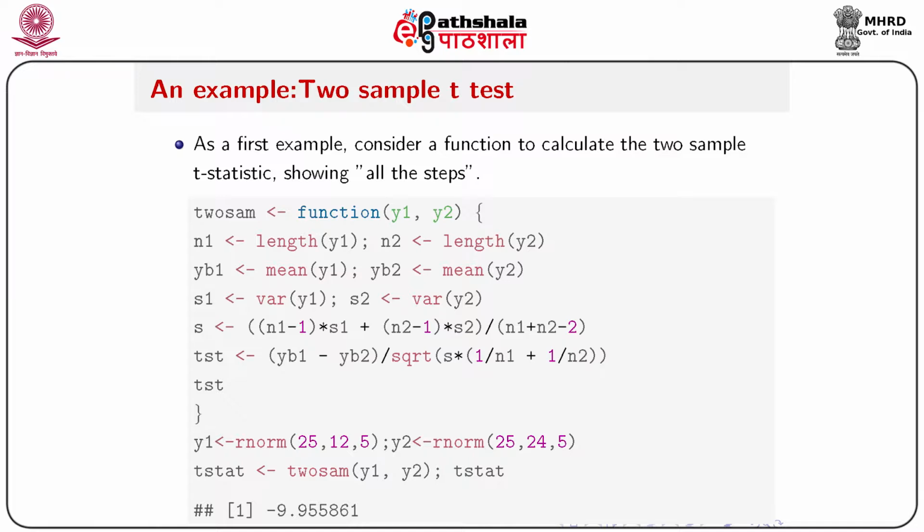Now we'll apply it. Let's generate two data sets from two normal distributions. One has mean 12 and standard deviation 5, another has mean 24 and standard deviation 5, and then y1 and y2, the two variables, can be passed through 2sem, the two arguments that I included there. So if you pass y1 and y2, then automatically it will give you the t statistic value.